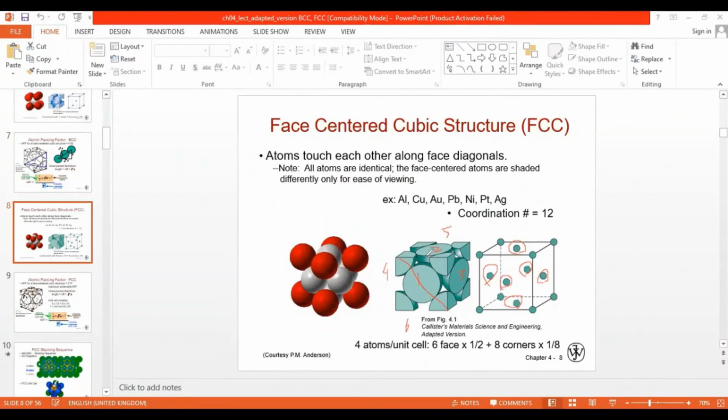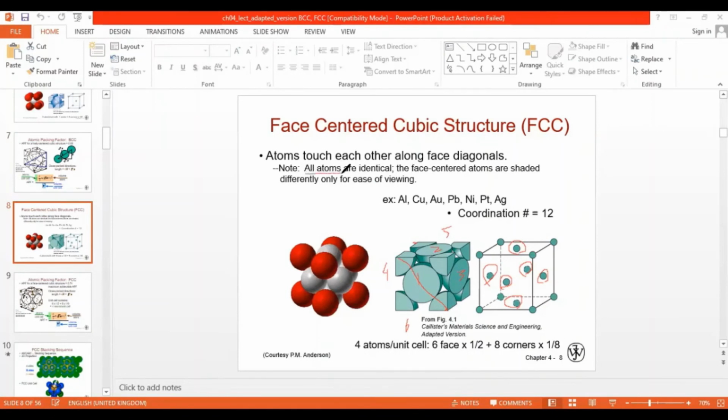In the body center, you remember, the diagonal of the body is from that corner to this corner, inside the body, right? This is how the body centered cubic structure is made up. But here in the face centered cubic, the diagonals of the face are in touch. All atoms are identical, right?